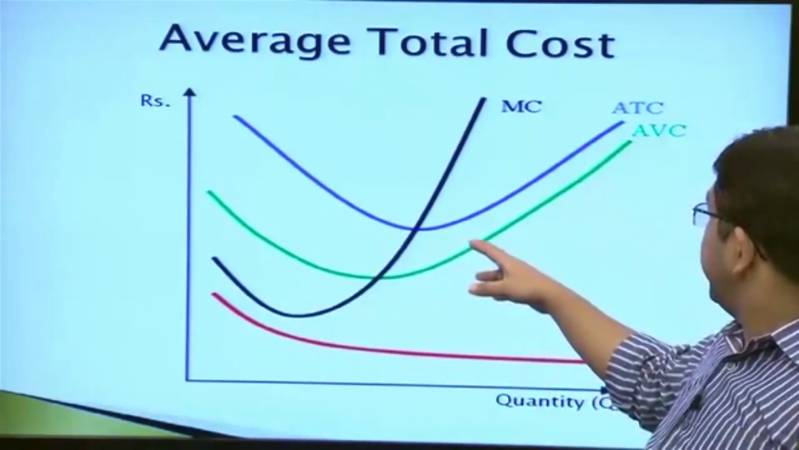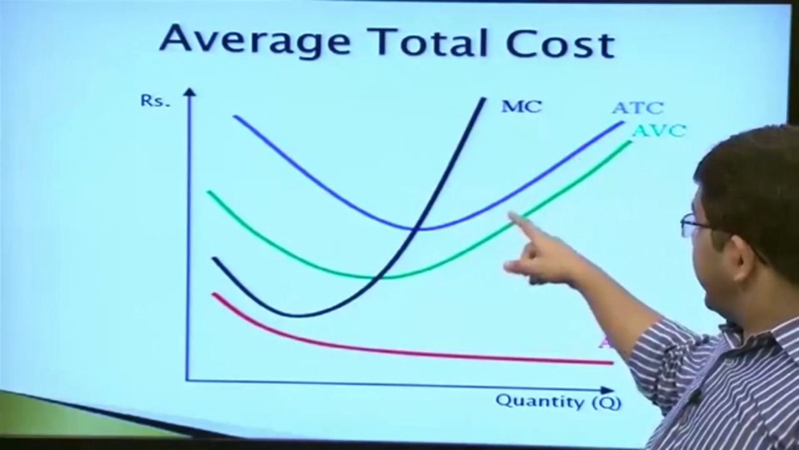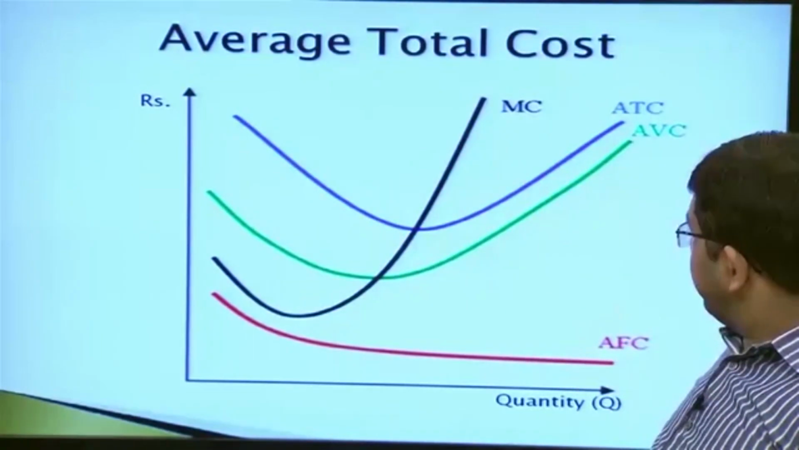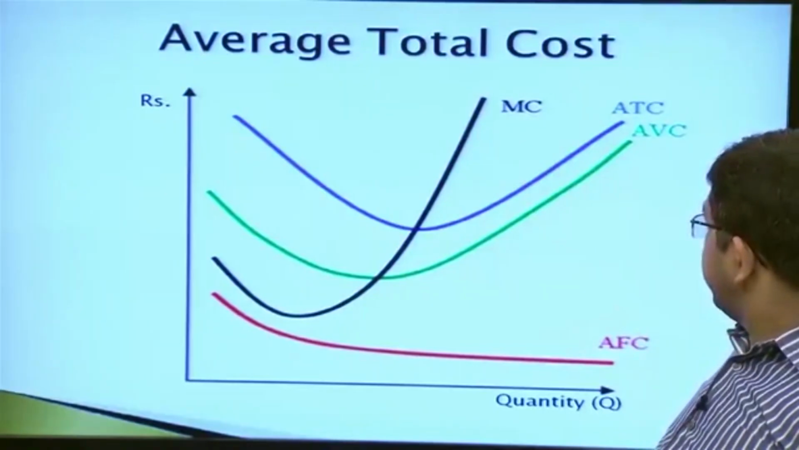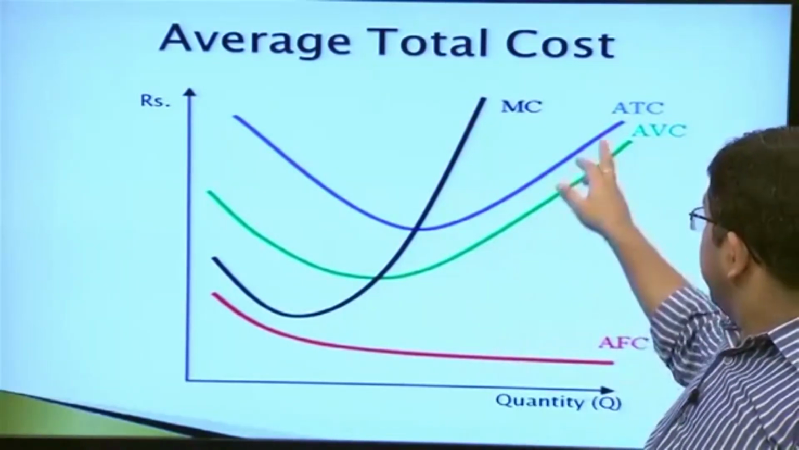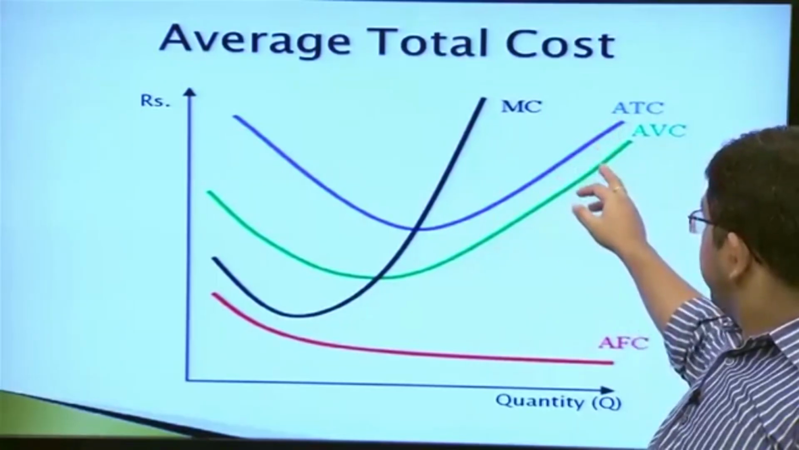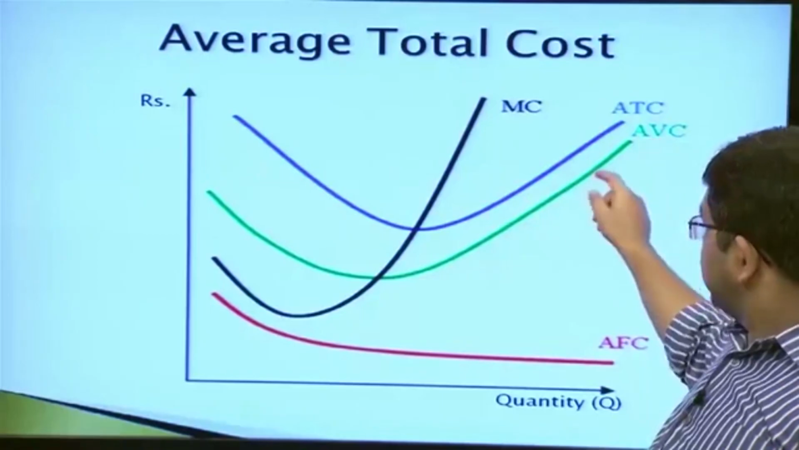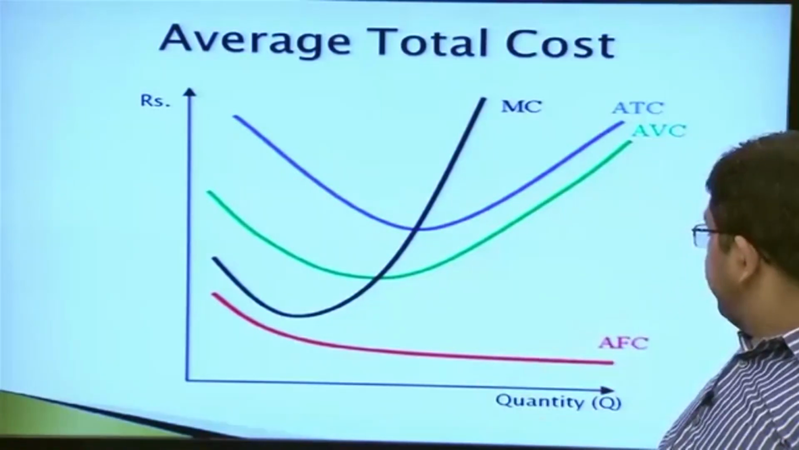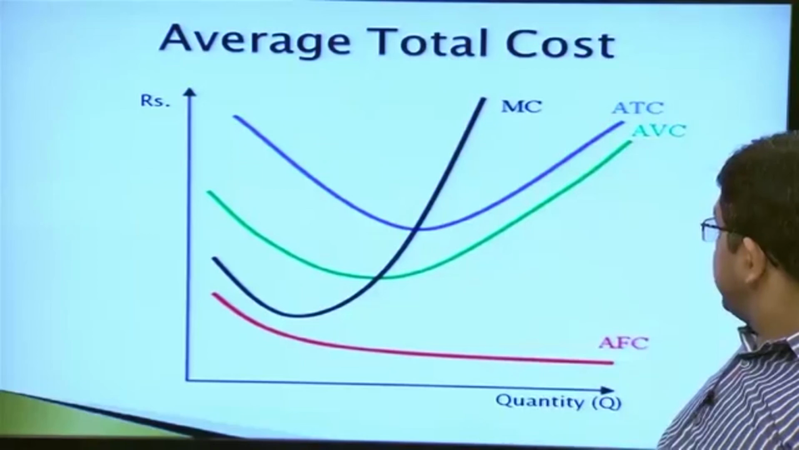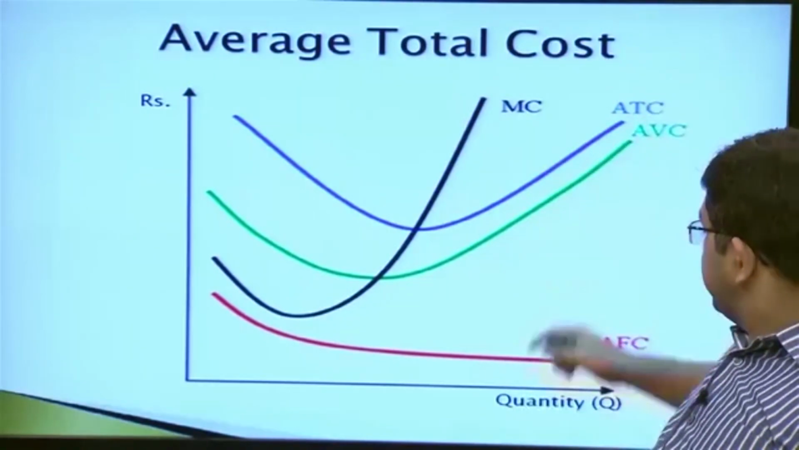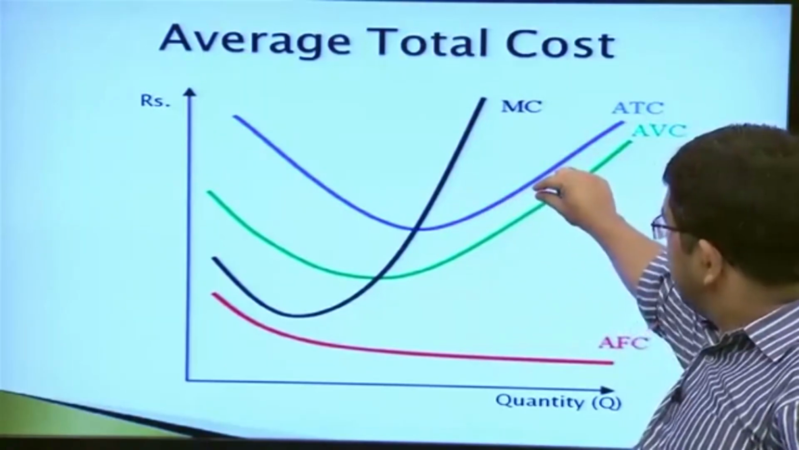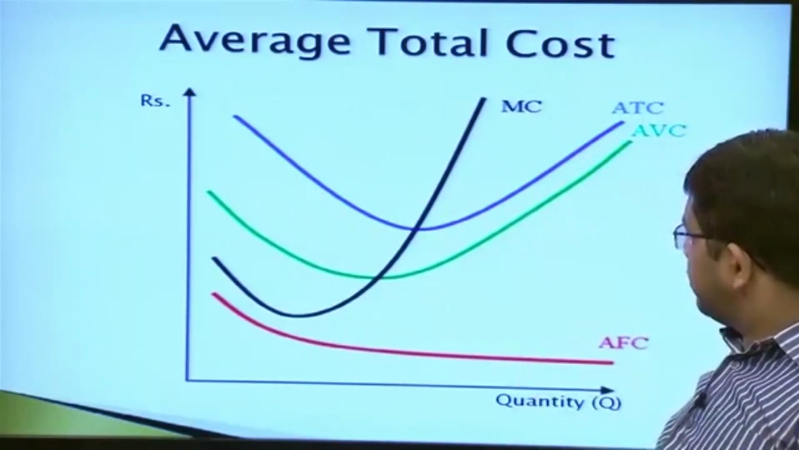On the other side, your total variable cost is basically an inverted U shape, and you will see that the difference between average total cost and average variable cost is equivalent to the average fixed cost. So this difference goes down as the two approach each other on the higher side of the quantity, because your fixed cost per unit goes down.